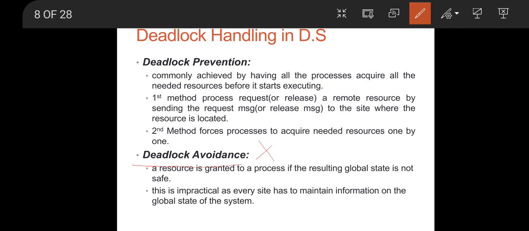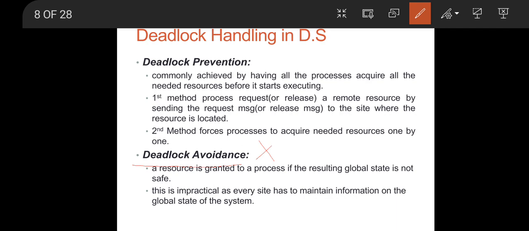The next condition is non-preemption. Non-preemption means forcefully taking the resource away from the process. So non-preemption also is not in the hands of the system. It depends on the type of process and the type of resource. Now the last condition is the circular wait condition. The circular wait condition will occur if the processes are requesting the resources in the form of a cycle. So if the system can control that, then deadlock prevention will be possible.